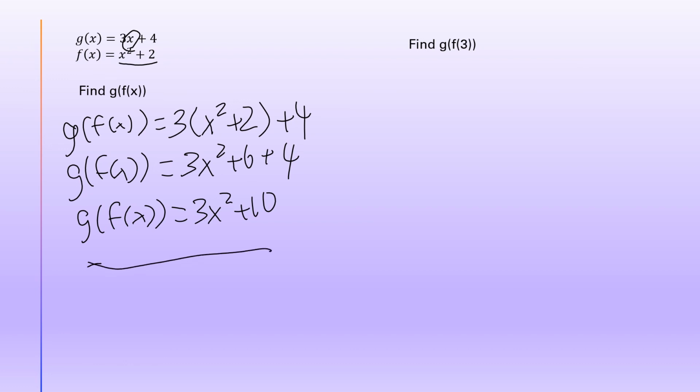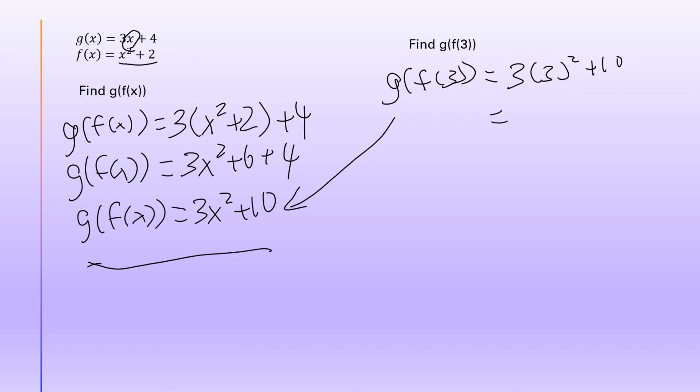Next, we want to find g of f of 3. So again, there are two ways to do this, and I'll show both. We can first do g of f of 3 and just plug in 3 into the equation that we found. So 3 times 3 squared plus 10, and 3 times 9 plus 10. So that gives us 37. So that's the first method.